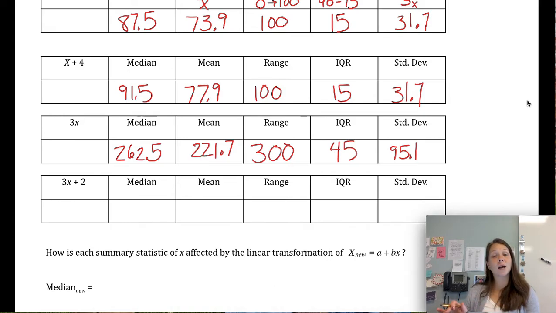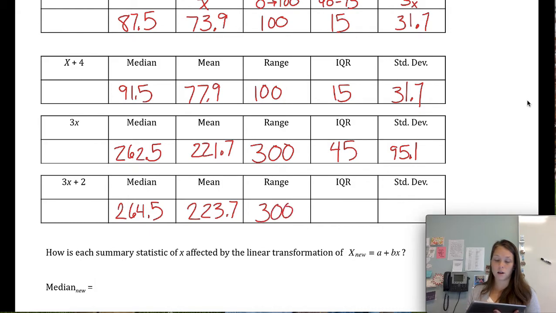For this last box or table, we're going to take our data points, multiply them by 3, and then add 2 to each of them. Now we get a median of 264.5, a mean of 223.7, a range of 300, an interquartile range of 45, and a standard deviation of 95.1. Notice what changed and didn't change from our tables above.